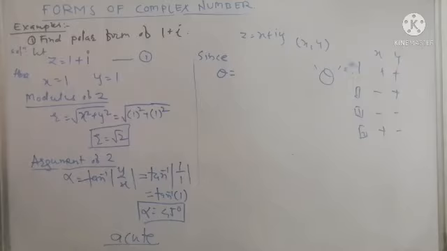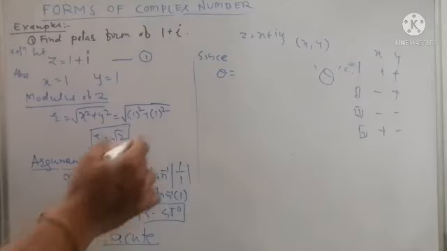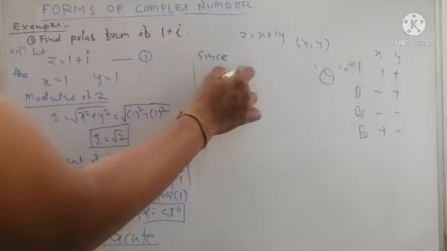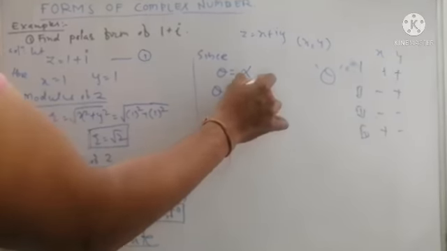Now, as you know, if alpha is an acute angle, then it lies always in the first quadrant. As here x and y both are positive, theta, that means the argument, is an angle of the first quadrant, so it is equal to alpha. Now in this case, theta is equal to here 45 degrees.